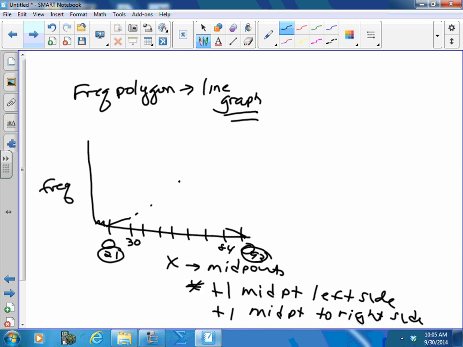Yes. You're going to have to add 2 on your frequency polygon. That's what I'm saying. Leave yourself a note that your frequency polygon is a line graph. It's going to need 2. One at the beginning, one at the end. Okay? Don't forget a title. Don't forget your labels. Okay?